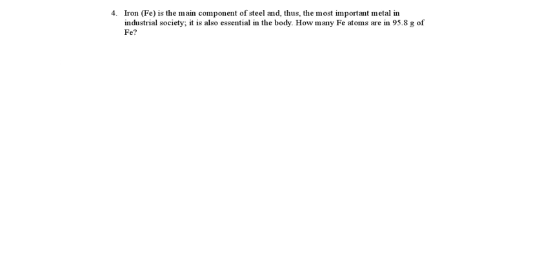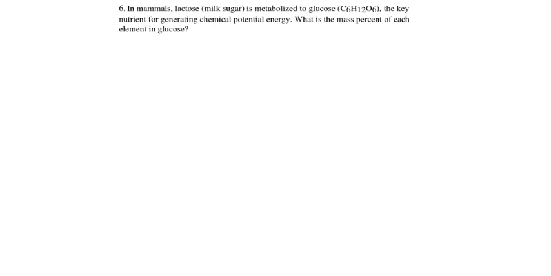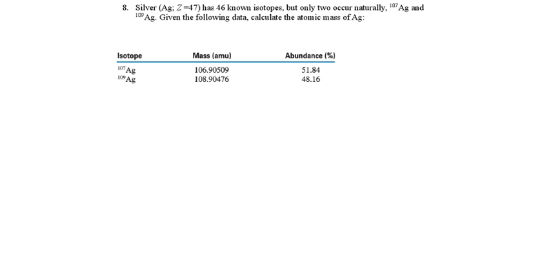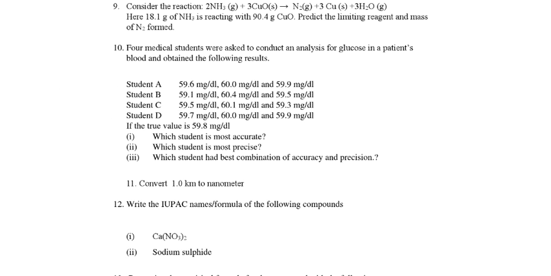Question 4, here we are trying to determine the number of atoms. So is question 5. Question 6, we are trying to find the mass percent of an element in glucose. Here we are looking at the law of conservation of mass. Here we're looking at finding relative atomic mass when you're given the isotopes atomic mass. And then look at question 9. We are determining the limiting reagent and predicting how much was yielded.